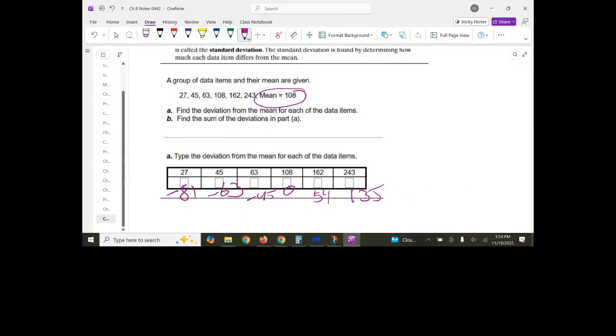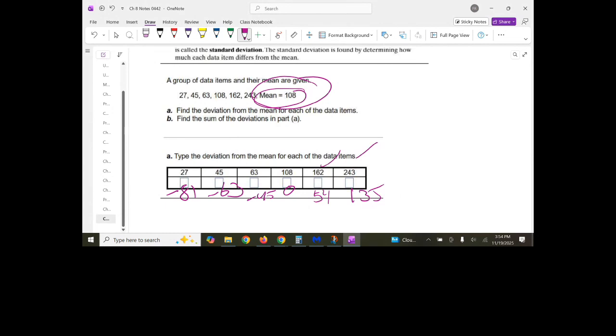So, y'all, numbers like 27, 45, and 63, because those numbers are smaller than the mean, we say they're below the average. Okay. Numbers like 162 and 243, because they're higher, we say those numbers are bigger than the average or higher than the average.